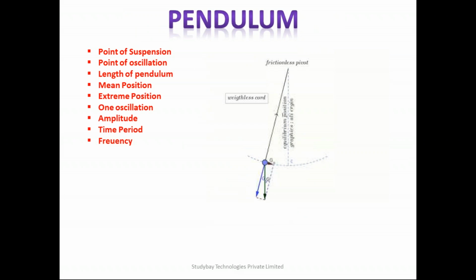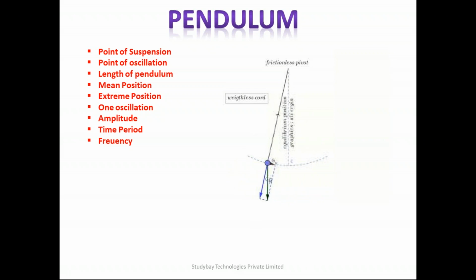Now let's discuss the pendulum. You can see here a pendulum which is oscillating. This is showing you the oscillatory motion, right? There are a couple of terms related to the pendulum. First one is the point of suspension. Point of suspension is the one through which your pendulum hangs, or which provides support to the pendulum. Then point of oscillation. Point of oscillation is basically the point where the center of gravity acts.